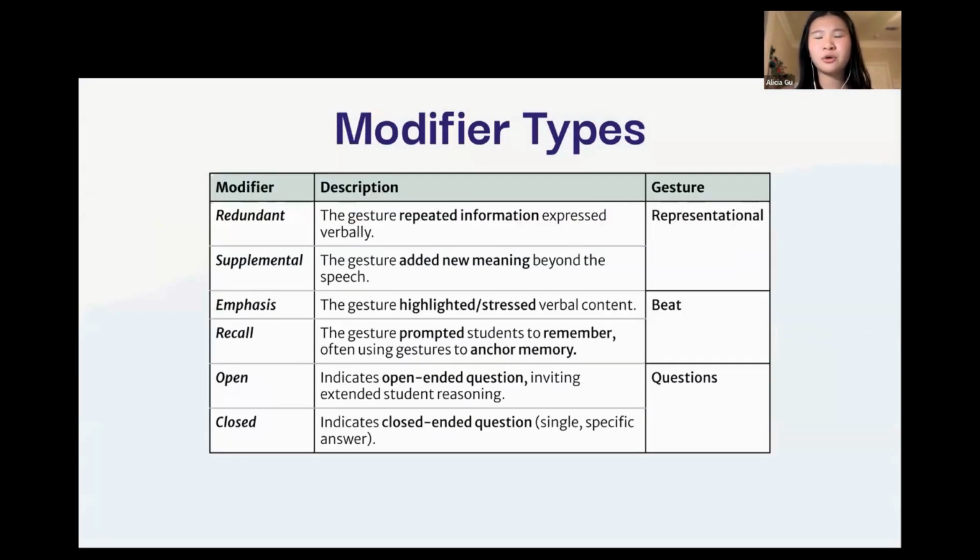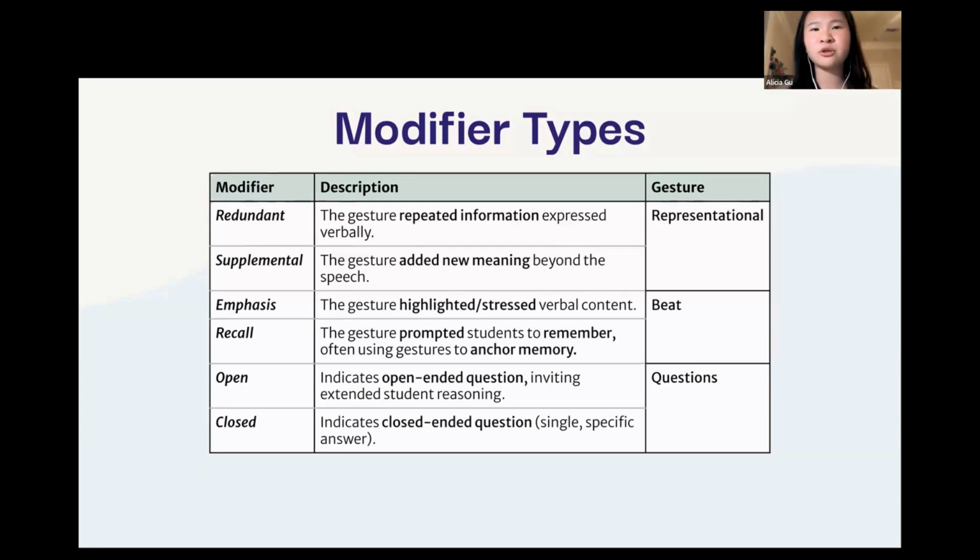The other thing we were looking for are modifiers. The modifiers are looking at how the gesture interacts with the language of instruction. So what that means is, for example, the redundant modifier only applies when the gesture is some type of representational gesture. And so that means that our gesture can either repeat information that is being expressed verbally or add new meaning beyond the speech, which would be supplemental.